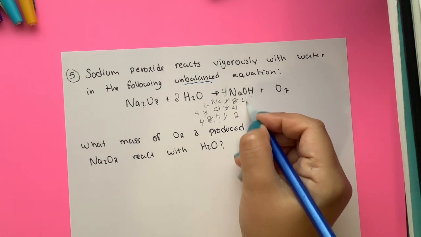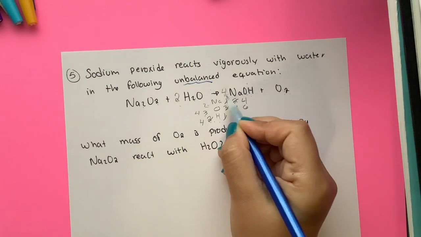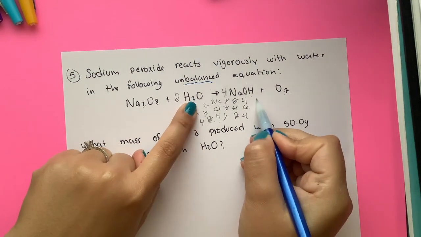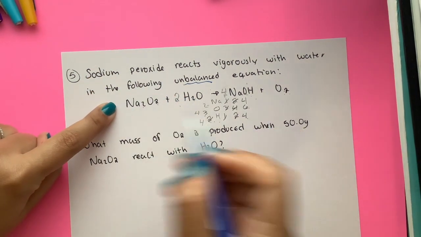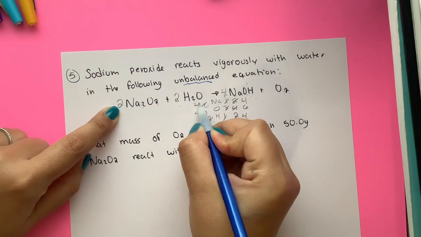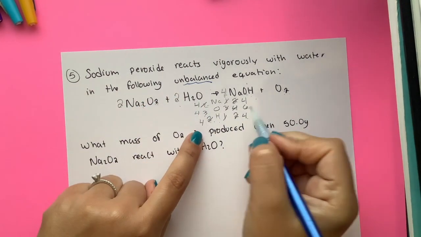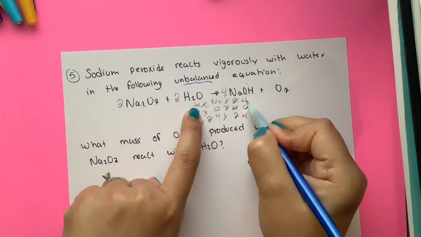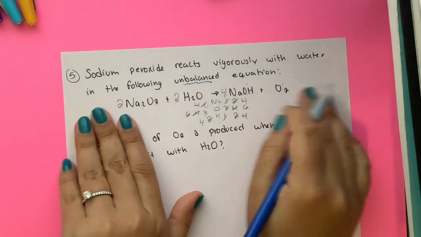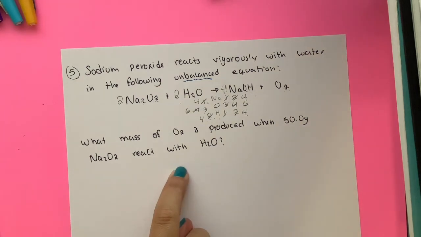Now I have 4 sodiums, 4 oxygens plus 2, that's 6, and 4 hydrogens. My hydrogens are balanced, but my oxygens and my sodiums are not. So I need to add a coefficient here of 2. When I multiply 2 times 2, I have 4 sodiums, and 2 times 2, I have 4 oxygens plus 2 on this side, that is 6. I have the same amount of sodiums, oxygens, and hydrogens. I finally balanced this chemical equation. Now I'm going to go ahead and read the second part.